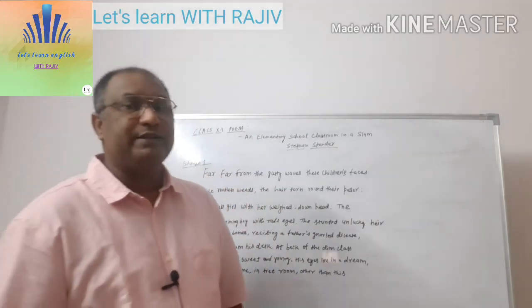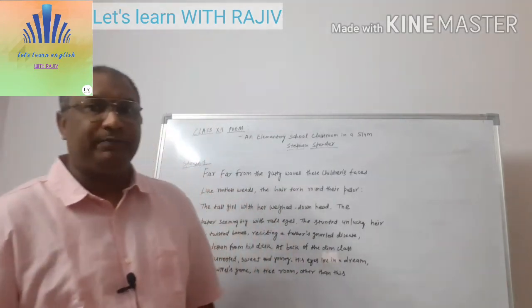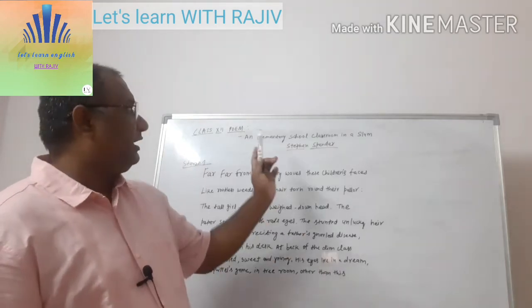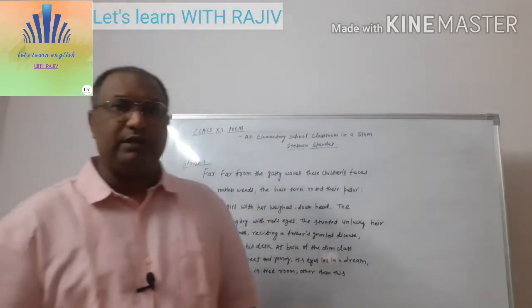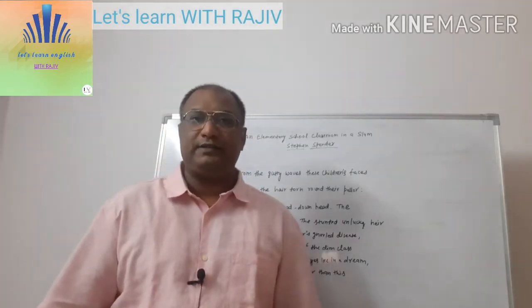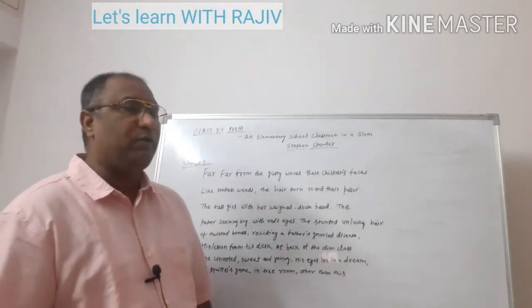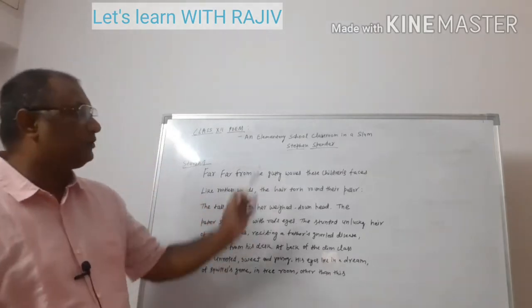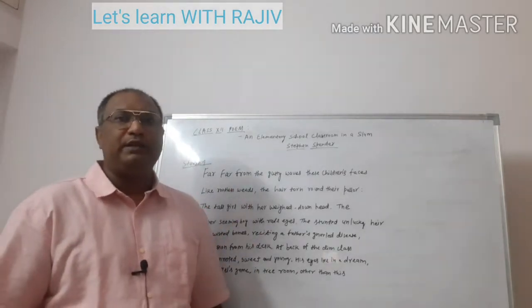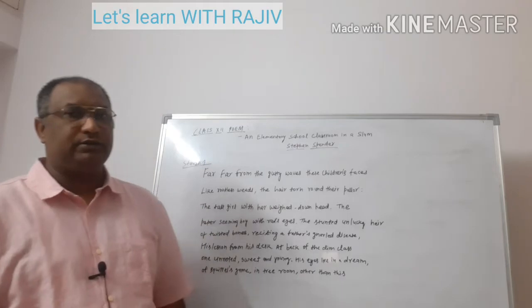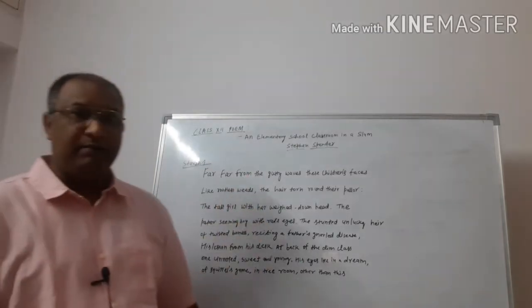So today I am going to discuss class 12 poetry, whose title is An Elementary School Classroom in a Slum, written by Stephen Spender. So let's discuss the poetry, and first we'll go through the introduction of the poem and the introduction of the poet.